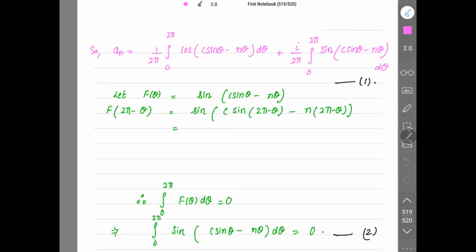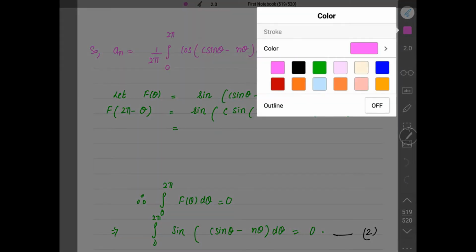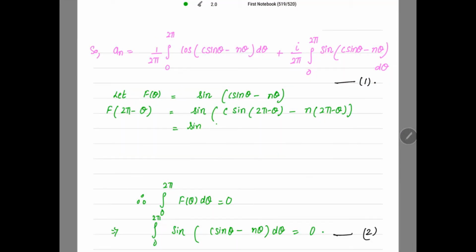What is your f theta? The given integrand, that is sine of (c sine theta minus n theta). If I solve f of 2 pi minus theta, this will be equal to minus f theta. If this happens, then the second integral is 0. Again, you have to remember your remark. So let me check f of 2 pi minus theta, which is equal to sine of c sine of (2 pi minus theta) minus n (2 pi minus theta).